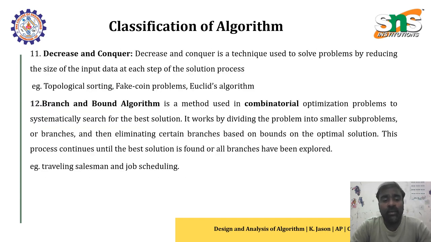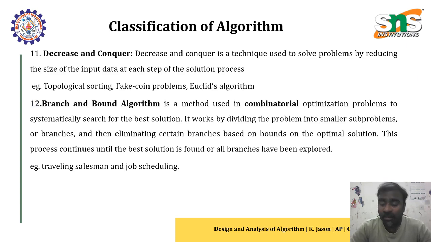Next, decrease and conquer. What is called decrease and conquer? Decrease and conquer is a technique used to solve problems by reducing the size of the input data at each step of the solution process. Consider topological sort. What's the topological sort? There are in edges as well as out edges, in degree as well as out degree. Based on the out degree, we reduce the inputs and find the solution.